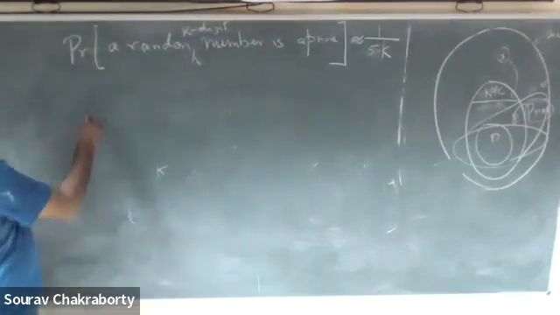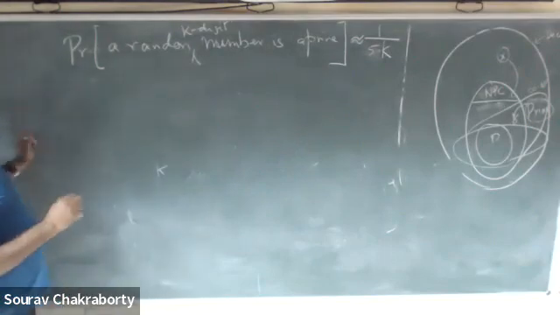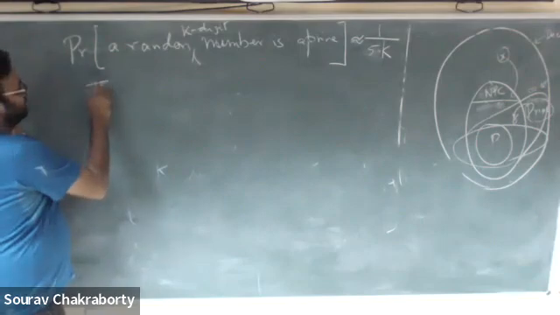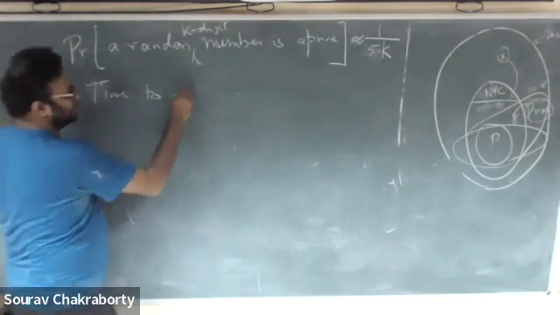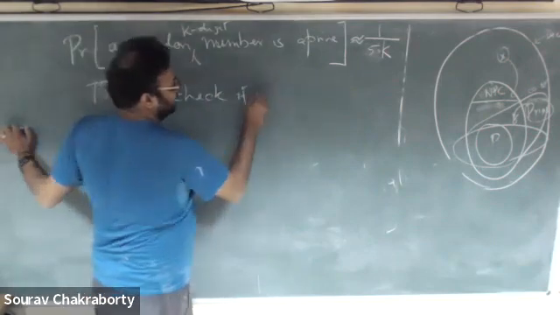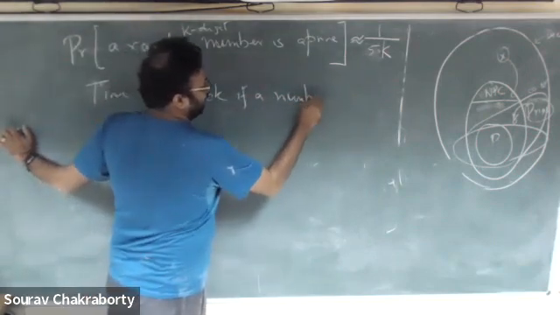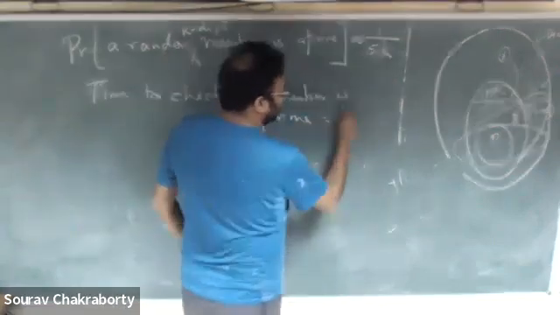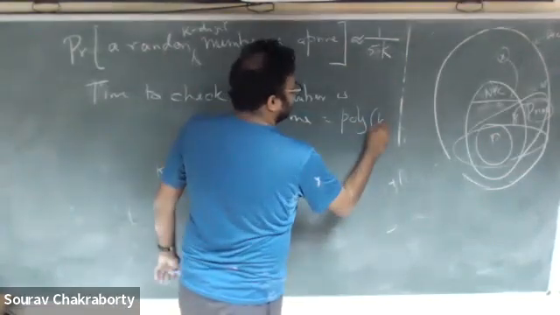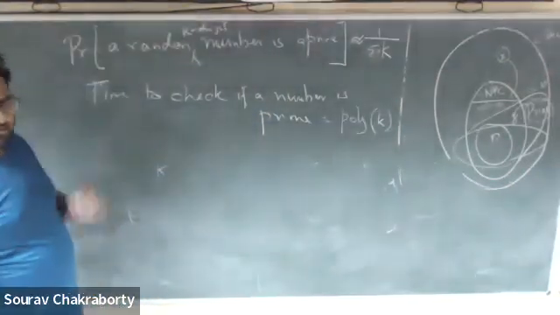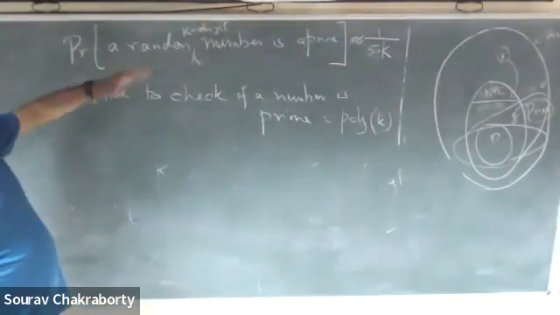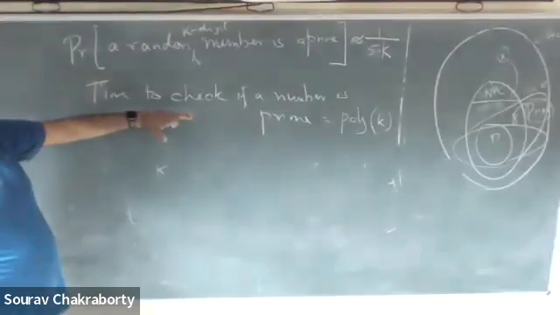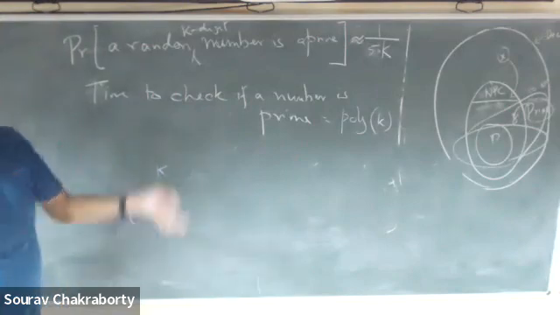Polynomial in k. Right. So the time to check if a number is prime is polynomial in k. Okay, good. So I pick a random number, check if it is a prime or not. If not, I repeat it.